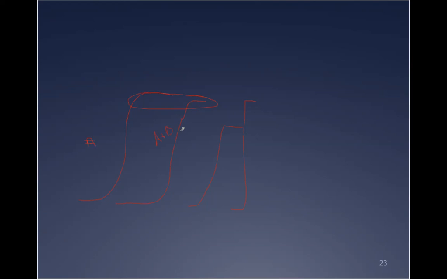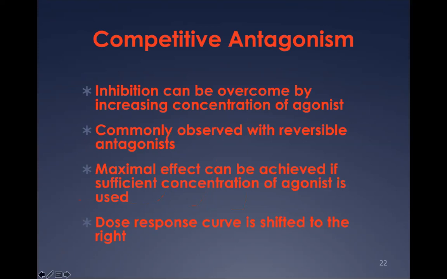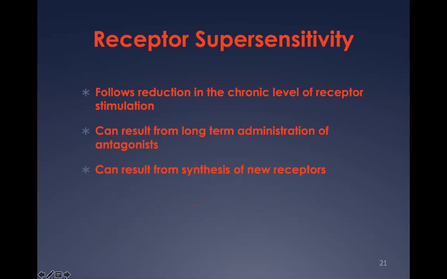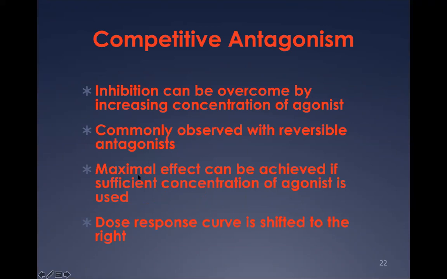Okay, you guys see that? So if I give epinephrine, I'm measuring heart rate. This is the dose response I see. But now if I give propranolol, which is a beta blocker, and I repeat the dose response curve, then basically what I get is it takes more epinephrine to get the same effect, okay? So that's what that's referred to. And we'll just go back to this slide here. The maximal effect can be achieved if I use more of the agonist, and that's exactly what I do, and the dose response curve gets shifted to the right.